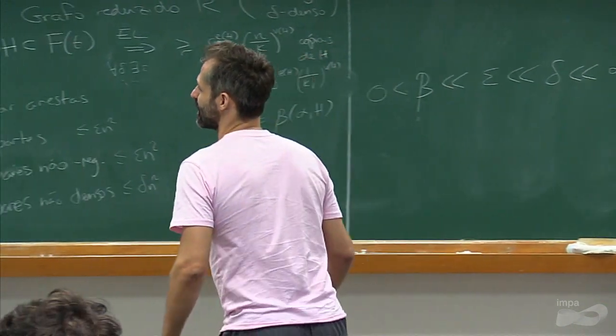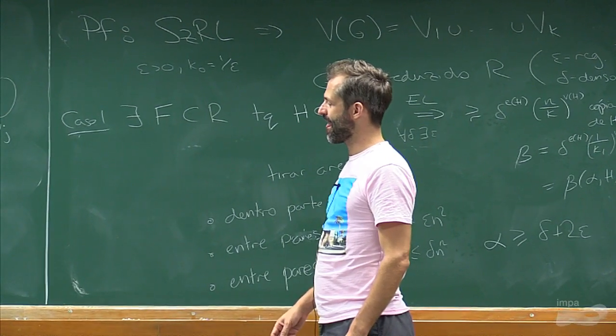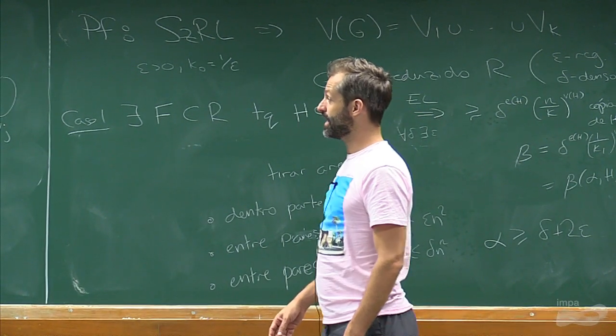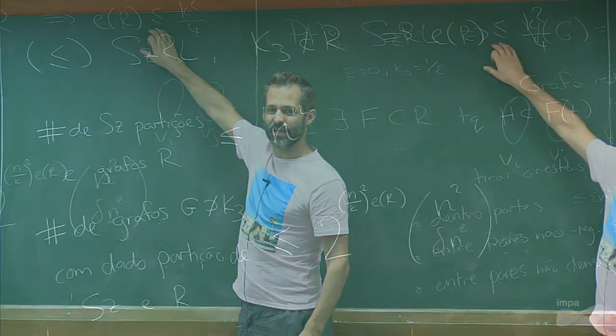So you are using the information that K3 is not in G only on the first bound, right? Yeah, so I'm not using it here at all. I'm using it here. Yeah, only here.